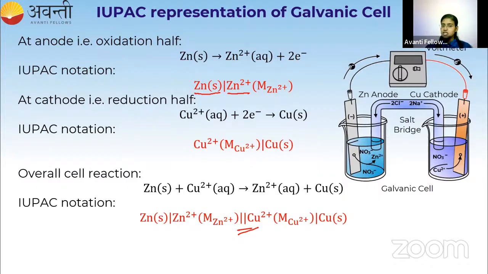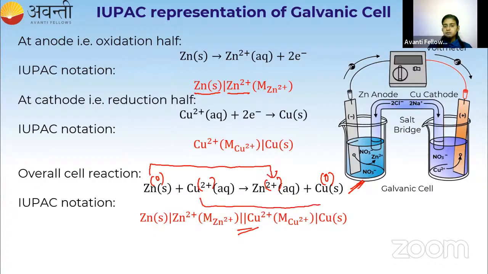Got it? This is very important, because in the examination they will give you the reaction and ask you to find the correct IUPAC representation of a particular cell. For that you need to check the oxidation state of the elements. Here it is 0, here it is +2, and for zinc it is 2+ and for copper it is 0. So zinc is getting oxidized and copper is getting reduced. Always in the IUPAC notation, I have to write the oxidized half reaction first, and then the reduction half reaction, separating them with a double vertical line. All these things you have to keep in mind, and then find the correct option from the given options. Clear for all of you? Any doubt from this?